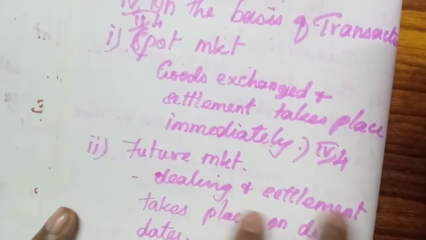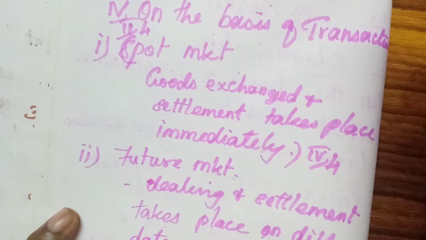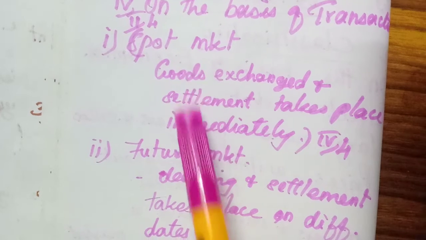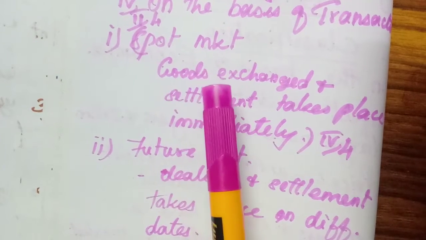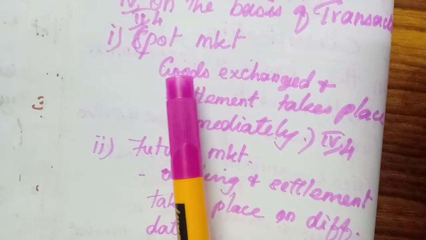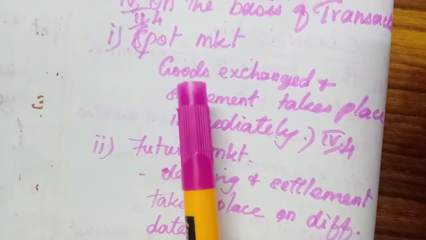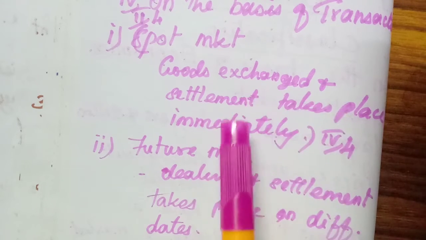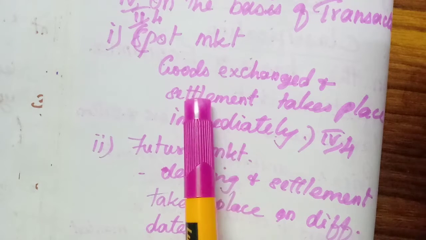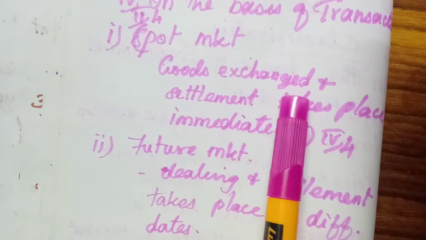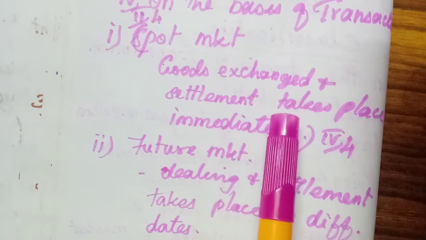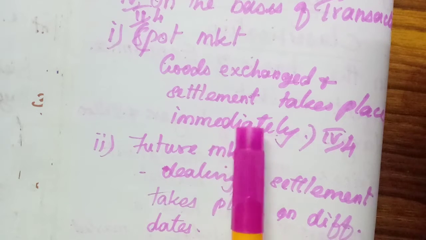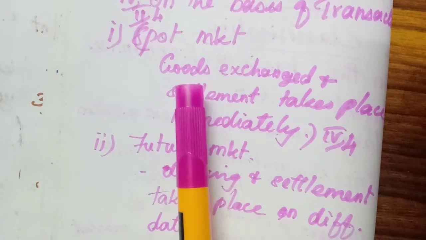Then the next one, on the basis of transaction. When the transaction takes place, on that basis it is divided into two. First one is the spot market. On the spot means at the same place. So here goods will be exchanged and the settlement will take place immediately. Both take place immediately. The goods will be delivered to the buyer, and the buyer will pay the amount. These two transactions take place at the same time. That is called the spot market.